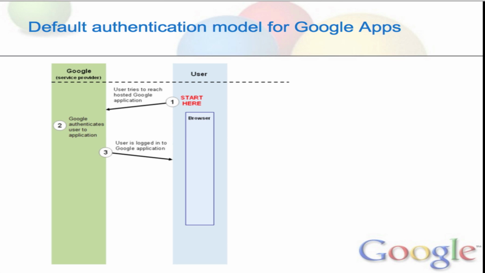So the default authentication mode for Google Apps is where the user is in their browser and they authenticate into Google directly. The password is stored at Google and the user will then put in their username and password and Google will do the authentication. Google will say, is this user who they say they are? So step one, user starts here in their browser. The user goes to the URL for Google Apps. Google Apps will prompt them for their username and password. Following that, in number 3, once the user has been authenticated, the user will be returned back to their browser and they will then have access to the services that they have authorization for.